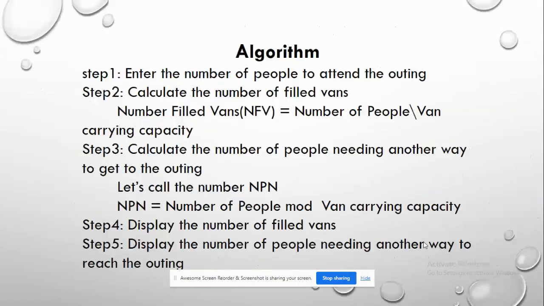So for the algorithm of the problem, we have 5 steps. In the first step, we will enter the number of people to attend the outing. In the second step, we will calculate the number of filled vans. In the third step, we will calculate the number of people that need another means of transportation. In the fourth step, we will display the number of filled vans. And in the fifth step, we will display the number of people needing another means of transportation.